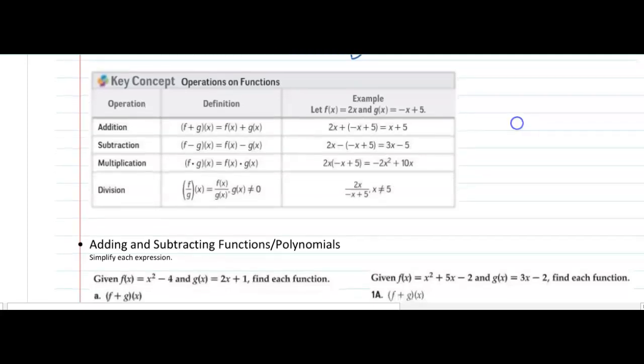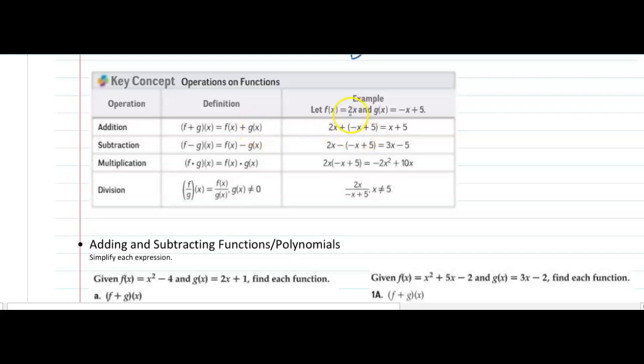Operations on functions. I really like that this step follows step 3 because a lot of what we're doing to start with is just what we did in step 3 with our polynomials and our properties of exponents. For example, it's just a little bit of new notation here. If we have the function f plus g of x, that simply means take the first function, f of x, and add it to the second function, g of x.